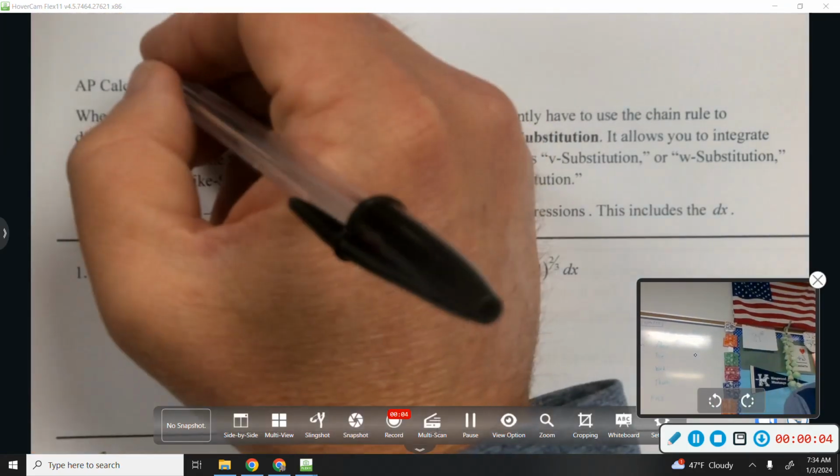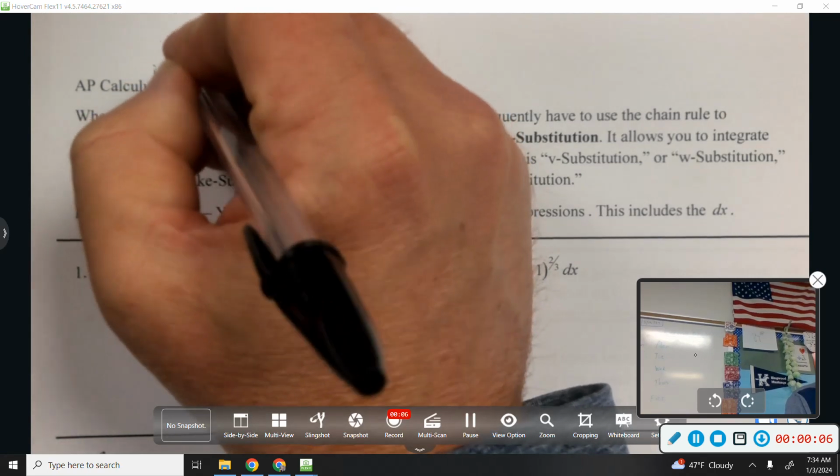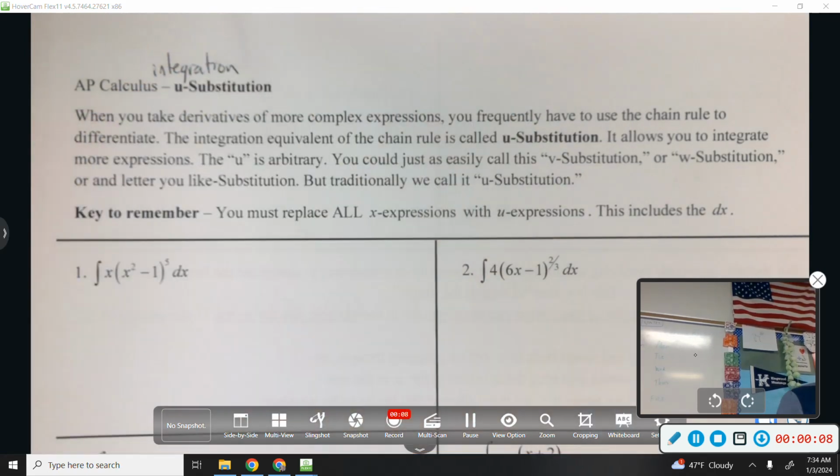Integration by U substitution. So working backwards, but sometimes the answer we're looking at looks complicated, and we need to make it look better so that we can underive it. So we can put the car in reverse and back up.